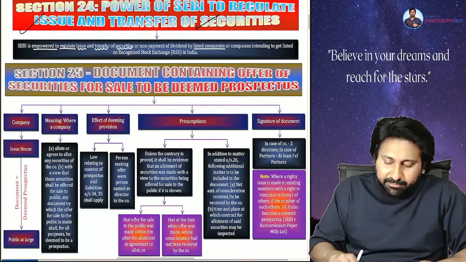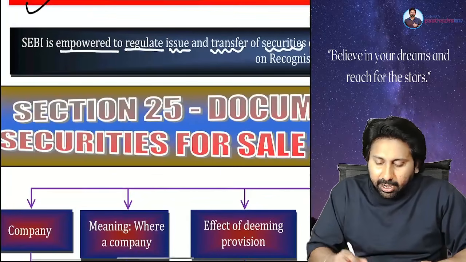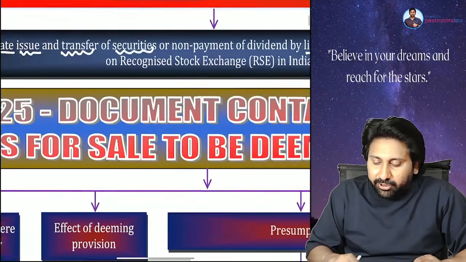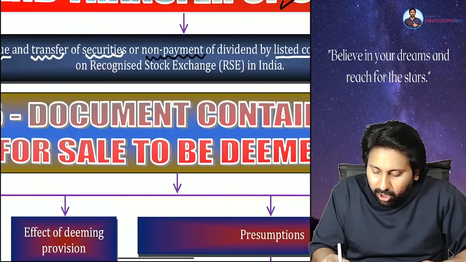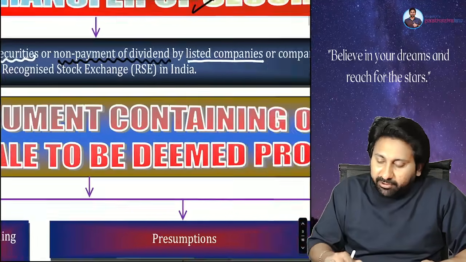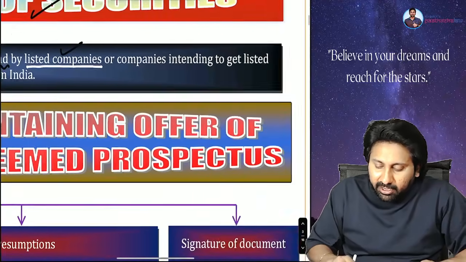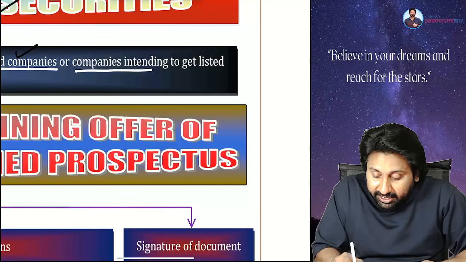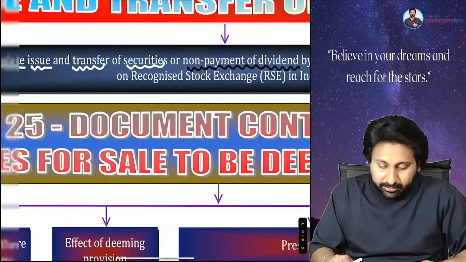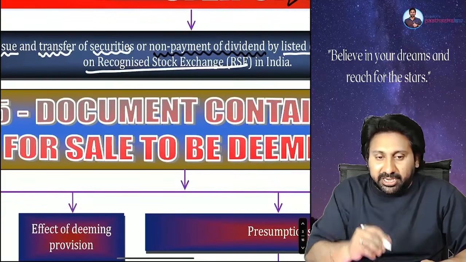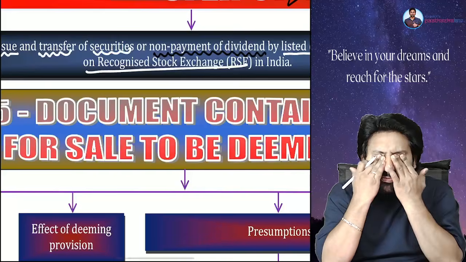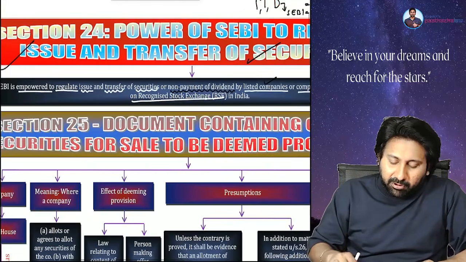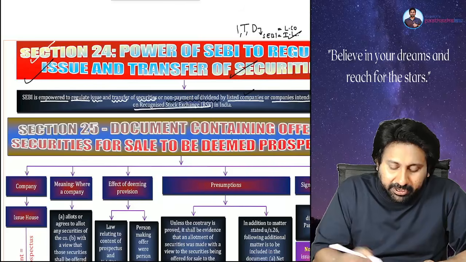Let's read one more time. SEBI is empowered to regulate issue and transfer of securities or non-payment of dividend by whom? By listed company or companies which are intended to get listed on a recognized stock exchange. Everyone understood the concept clearly? Done. With this, we have completed section number 24.